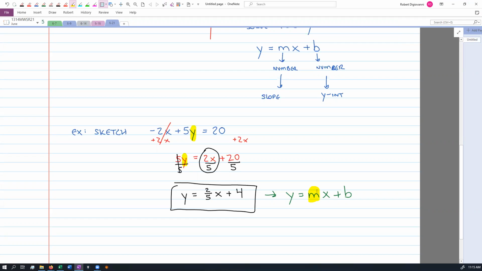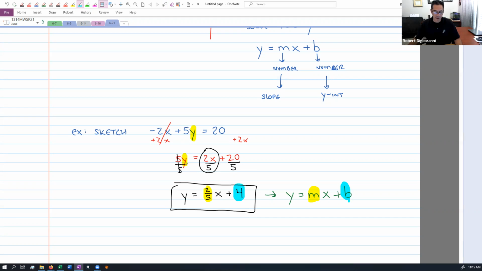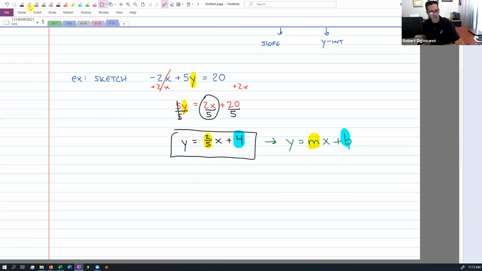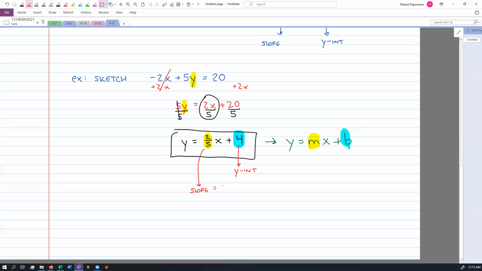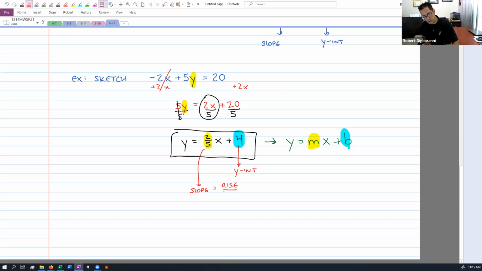Is it the 2 over 5? 2 over 5, okay, and then what's the b? Four. Okay. So what that tells us is that when we go to graph this, 4 is our y-intercept and the 2/5 is our slope. Let me move this down a little bit. This is our slope, which is always referred to as the rise over the run, which for us would be the 2 over 5.